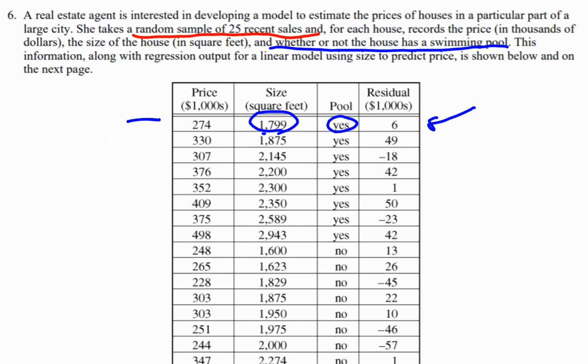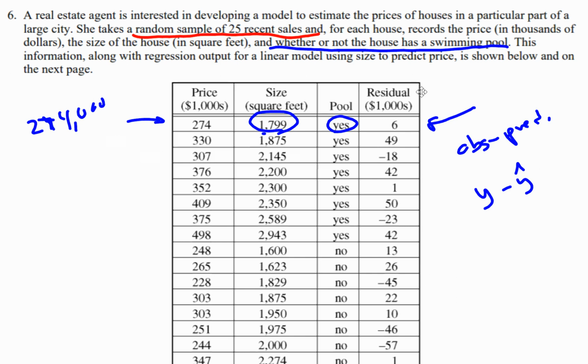And we see that it's on sale for $274,000. Its residual is +6. So residuals, in case you forgot, are always observed values minus predicted values. Usually written in shorthand, y minus y hat. You'll notice that some of the houses have negative residuals.